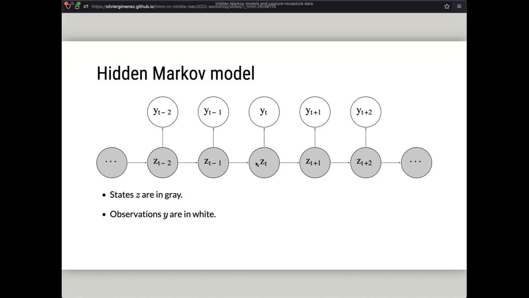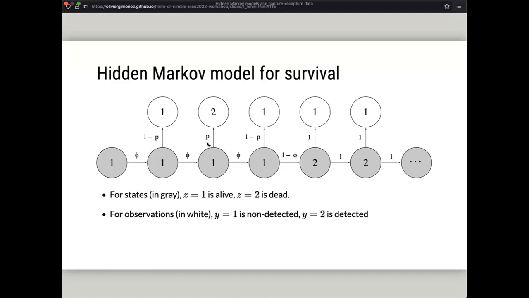And everything happens at the same sampling occasion, whereas for the states, you have a dynamic here from T minus one to T. And the parameters that drive this dynamic, you have the probabilities of detection or non-detection to link the states to the observations, P's and one minus P's, and the phi probabilities, the survival probabilities that drive the dynamic of the states, okay? The survival and mortality like we saw before. That's your HMM, that's your hidden Markov model for survival. So the states are in gray, again, alive is one and dead is two, and the observations in white, non-detected is a one, and detected is a two, okay? And of course, when you are dead here, a two, the state, you cannot be detected, so it's a one for sure, with probability one.